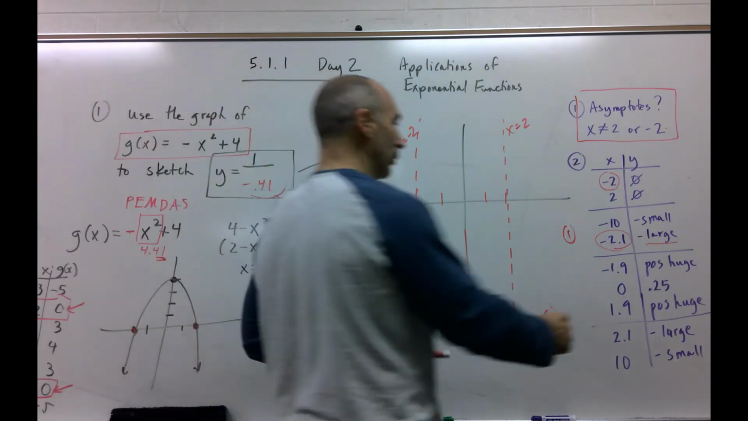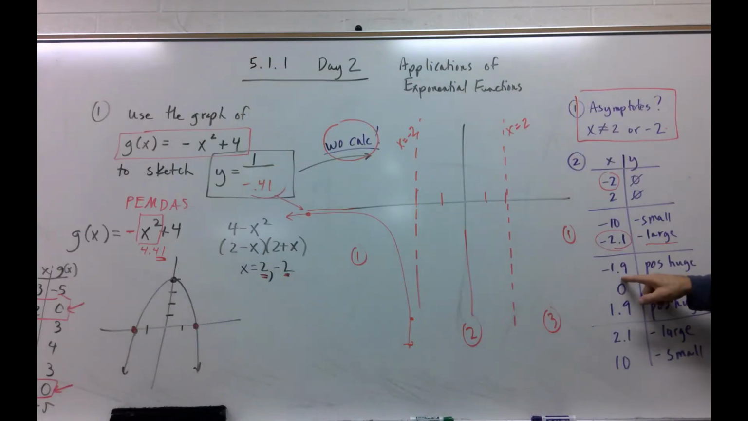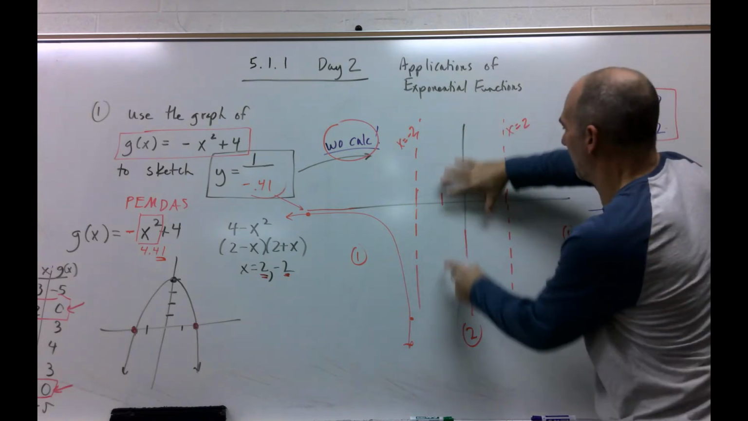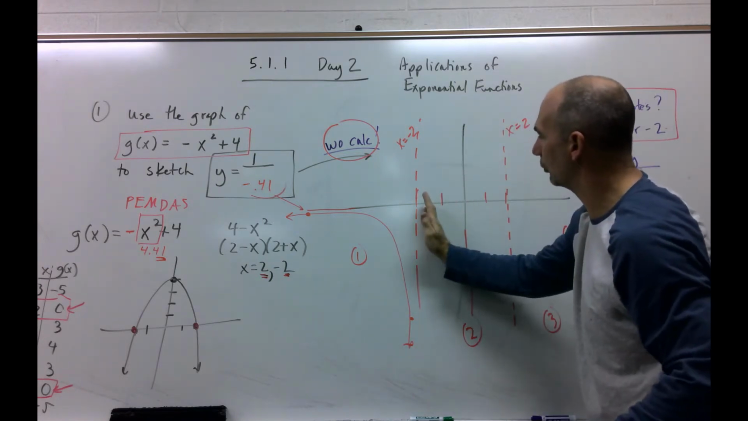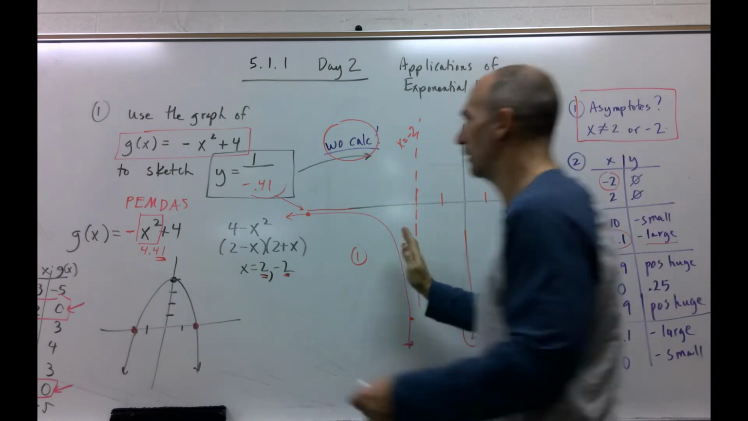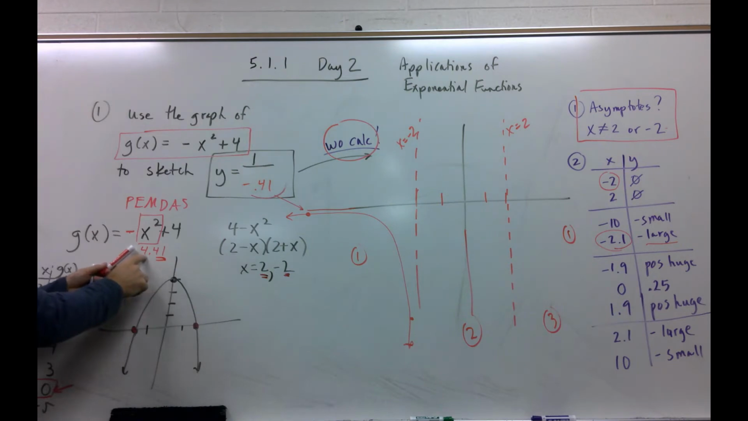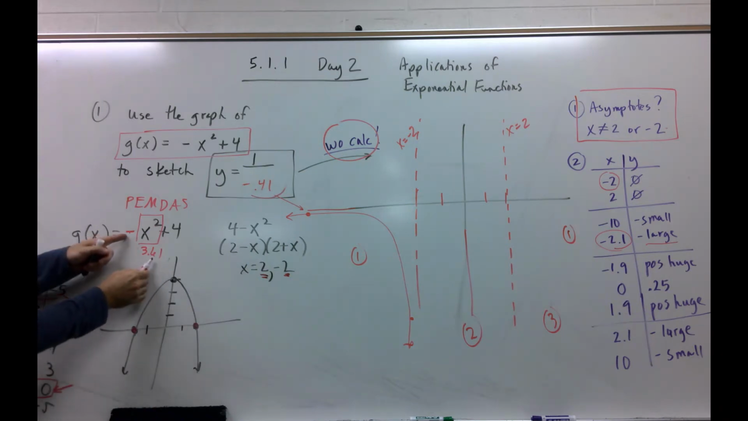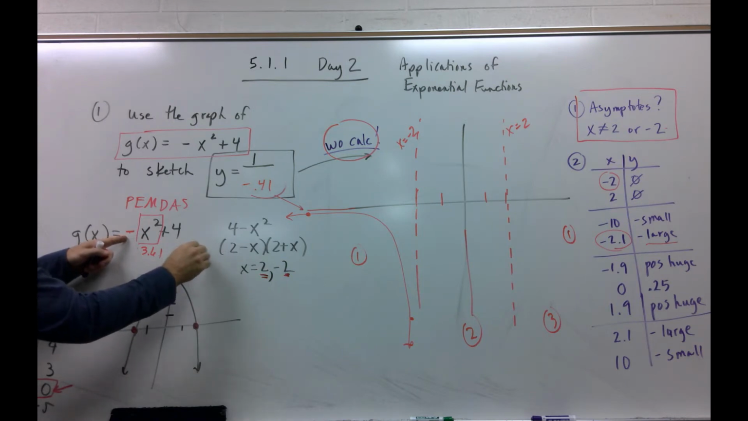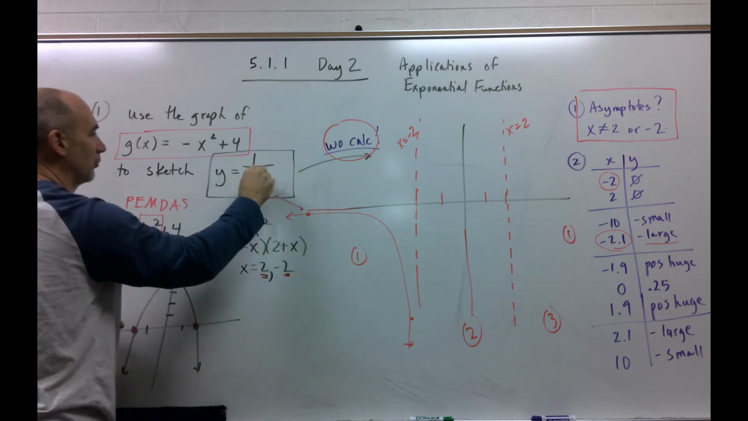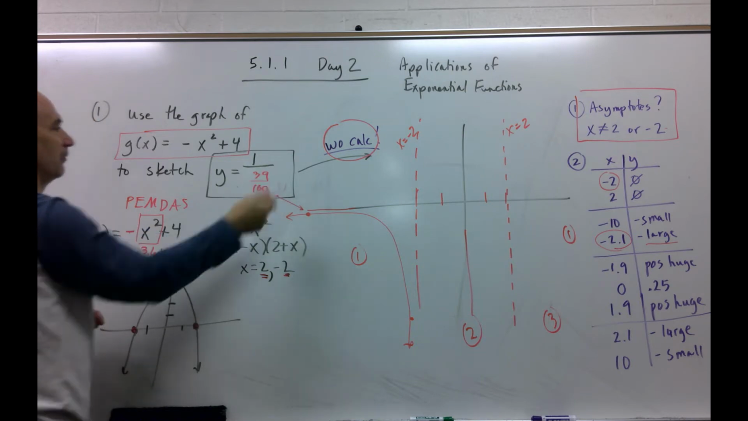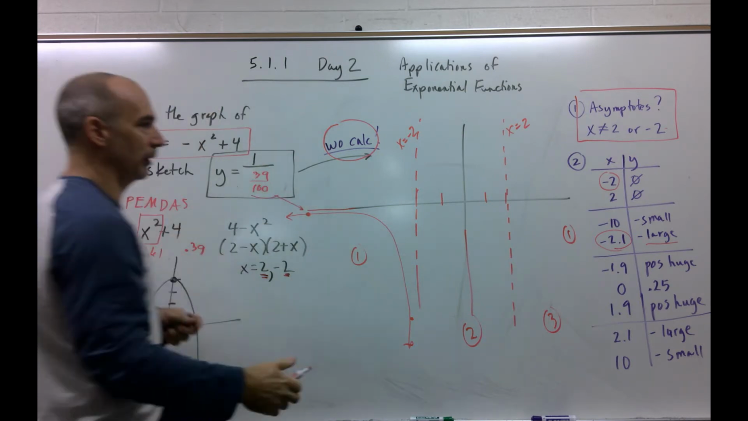Now we go to this one, negative 1.9. We're investigating what happens here, so I want to get close to negative 2 and find out what happens over here. If I plug in negative 1.9 right here, negative 1.9 squared is 3.61. Now that's negative 3.61 plus 4, so that would be a positive 0.39. I put that right here, so it's really 39/100ths. Flip it, I get a pretty good number, large.